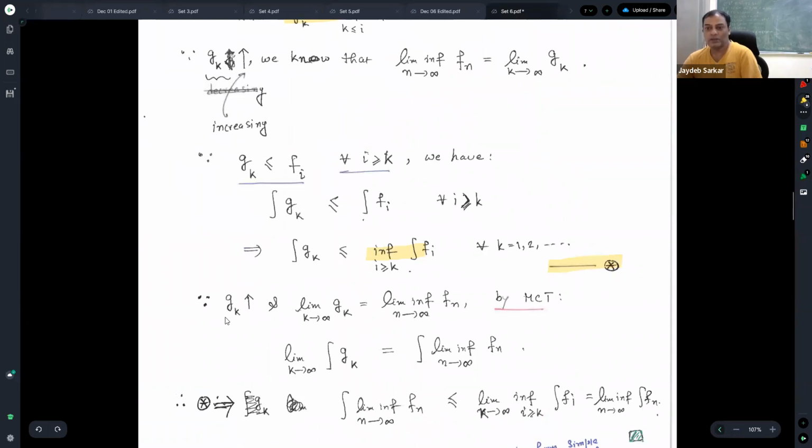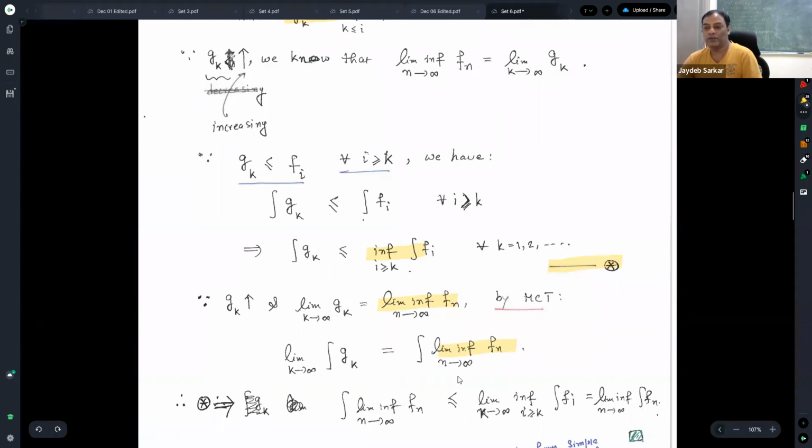Now one more time, since gk is increasing, the limit of gk is lim inf of Fn. We observe that, and here I'm going to hit the MCT. Since this is true, the limit of the integration of gk is going to be the integration of the limit inside. So when you take the limit inside, you get the integration of the limit of gk. So the limit as k goes to infinity of gk is nothing but lim inf of Fn as n goes to infinity, that integration. And that's it.